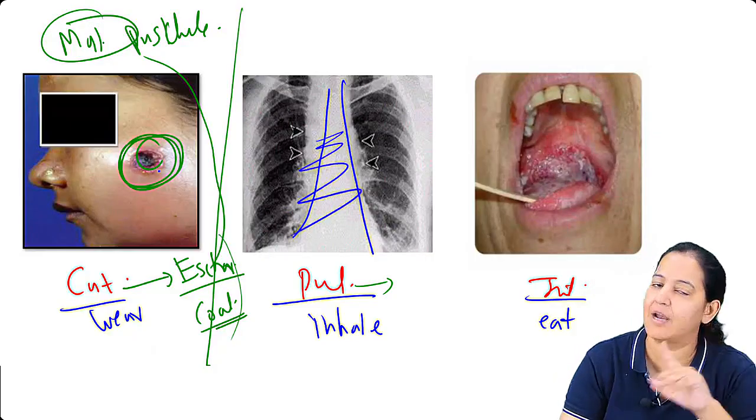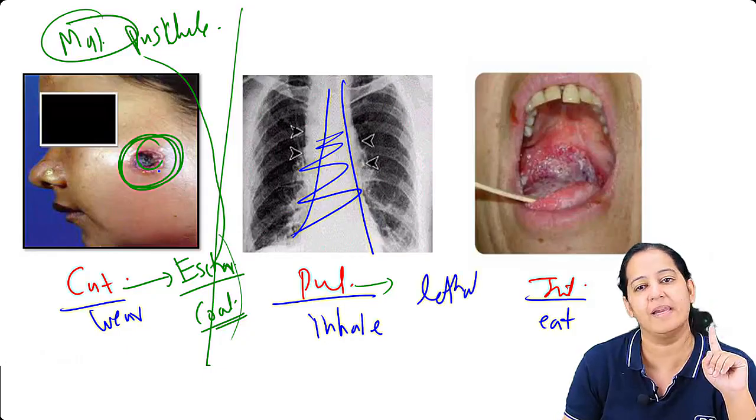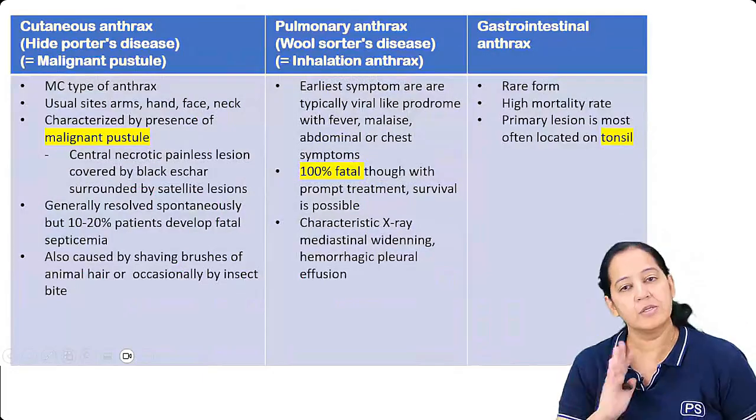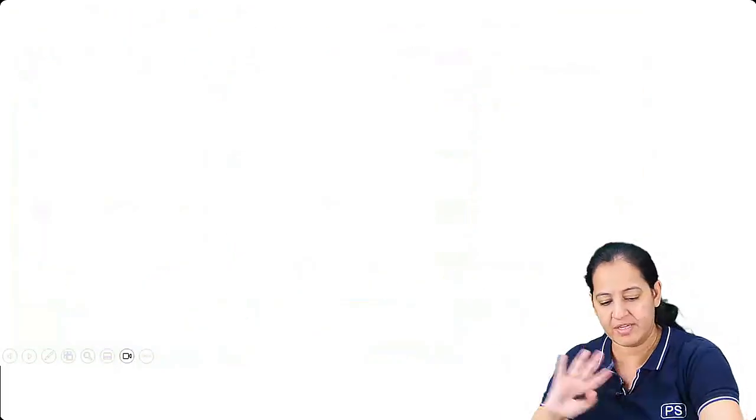Hemothorax, blood is filled and person dies. It's very lethal. Person dies. और intestinal वाले में diarrhea वगैरह हो जाएगा, है ना? It's diarrhea. So there are 3 types of anthrax. How many of you got it? We are done with this bacteria.